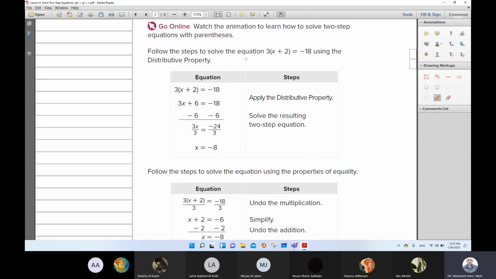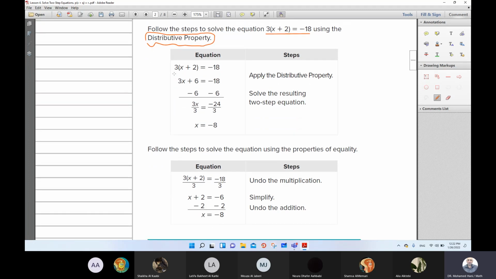Follow the steps to solve the equation 3(x + 2) = -18 using the distributive property. We have this equation, 3(x + 2) = -18. To solve this equation, we can use the distributive property. Take 3 multiplied by x; 3 times x will be 3x. Then take 3 multiplied by 2; 3 times 2 equals 6. Equal on the second side, -18.